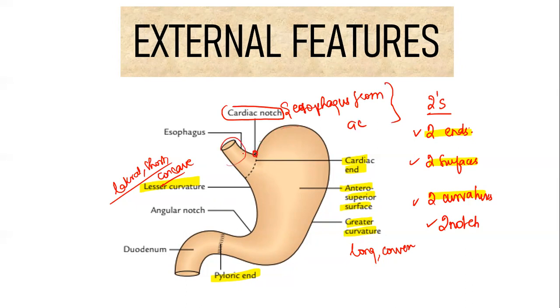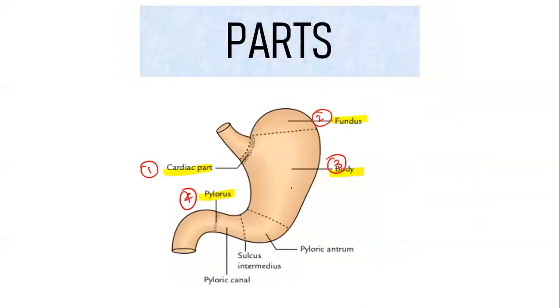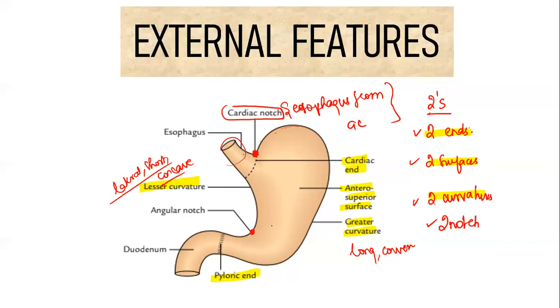So these two structures are separated by the cardiac notch. And here you have another notch along the lesser curvature, that is your angular notch. This angular notch is going to mark the fusion of the body and the pylorus, right? So this is the body of the stomach, and this is your pylorus. Here I am going to have a notch, and that notch is called your angular notch, right? So this is about the two notches that are also present, right?